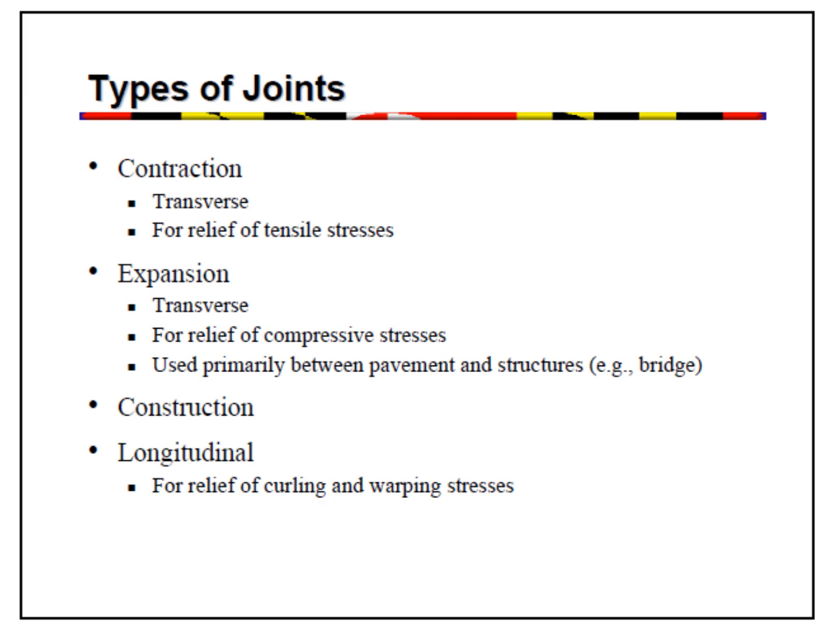Well, if you just look at the expansion joint, again the transverse joint, and transverse expansion joints are provided for relief of compressive stresses, and used primarily between pavement and structures, for example, bridges. So for the expansion joint, we can say that an expansion joint is placed at a specific location to allow the pavement to expand without damaging adjacent structures or the pavement itself.